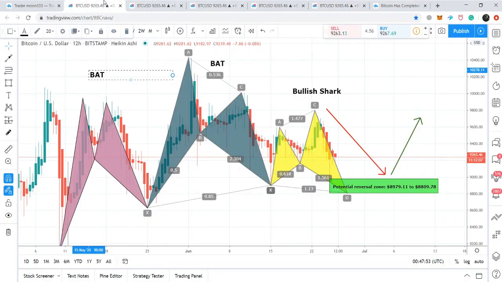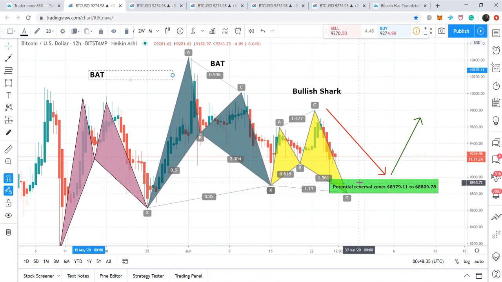First of all, I would like to show you this pattern that has appeared, and this is basically a bullish reversal pattern, the bullish shark pattern. This is the initial leg, and the second leg is retraced between 0.382 to 0.618 Fibonacci retracement level. So this is the first confirmation for the bullish shark pattern, and this leg is retraced between 1.13 up to 1.618. This is basically a Fibonacci projection of the A to B leg, and the final leg is almost retraced between 0.886 up to 1.13 Fibonacci retracement level.